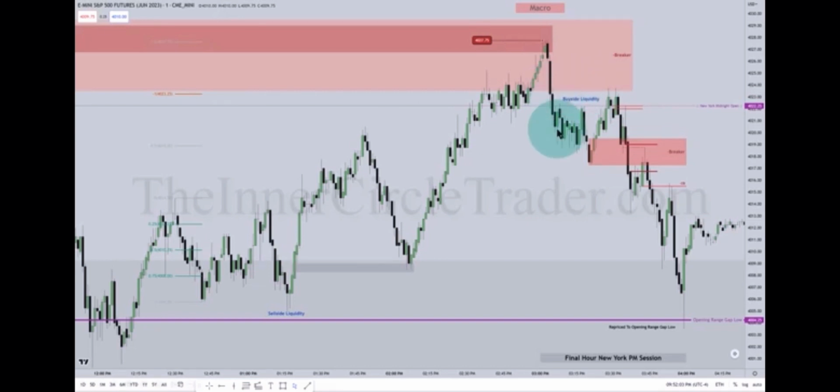So you could be a seller at that candle and that candle, looking for a price run below that low here and that low over here. Relative equal lows here. That's where sell side resides. And again, we have the opening range gap low over here, which is previous settlement price on Friday. And then we have, again, repricing to that inside the last portion of the final hour of PM session trading.